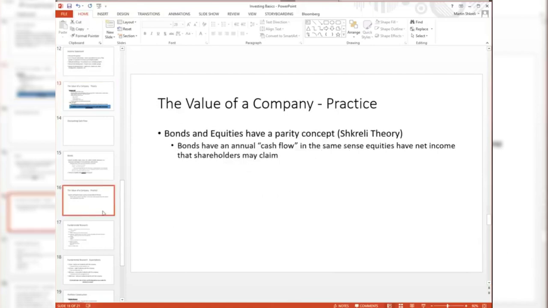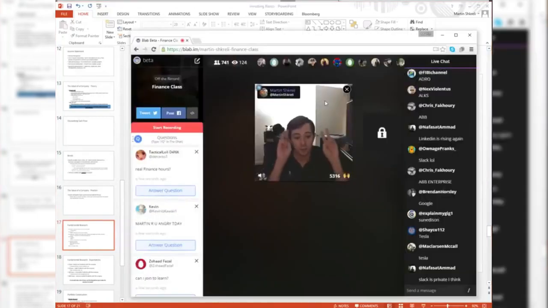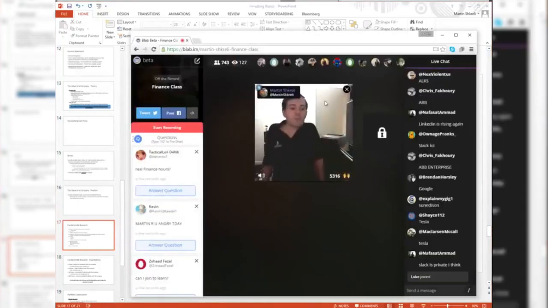So this is what we call, when we try to actually value a company, we have to do something called fundamental research. And that concept is something that people on Wall Street spend a lot of time on. Buildings and buildings of people spend their whole day trying to do fundamental research. And what does that mean? Well, it's the type of research you do to forecast future cash flows.